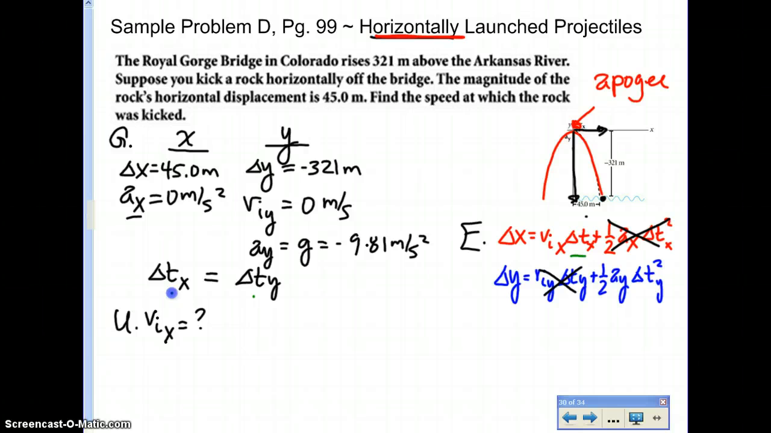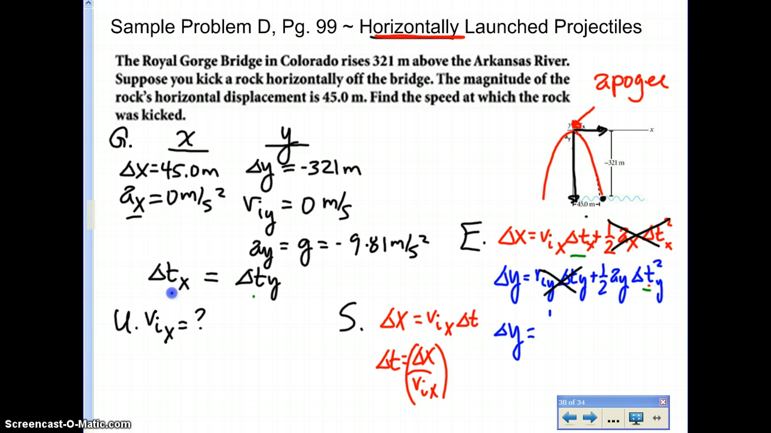This delta Tx and this delta Ty are the same, which means we can set these two equations equal to each other. What's that going to look like? Well, I'm going to take this first equation for the x, delta x equals V initial x delta t, and I'm going to solve it for time. And since this time is the same as this time, I'm going to substitute it into the other one. So now this one is going to read delta y equals 1/2 AY, and here's where I'm going to move this right in there. Delta x divided by v initial x, squared. Also keep in mind that we know that the acceleration in this direction is g.